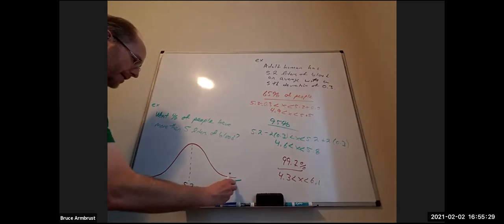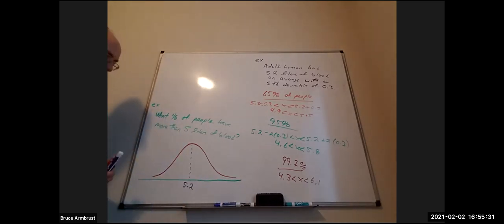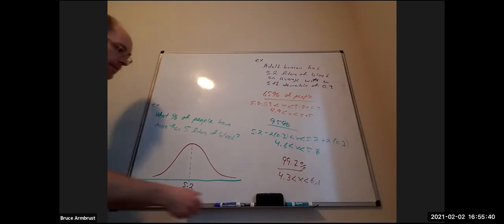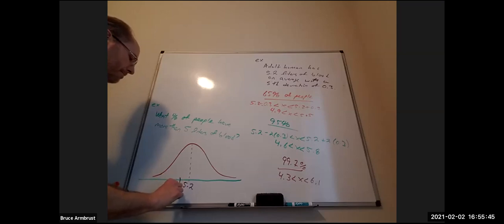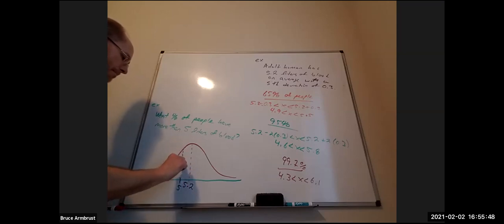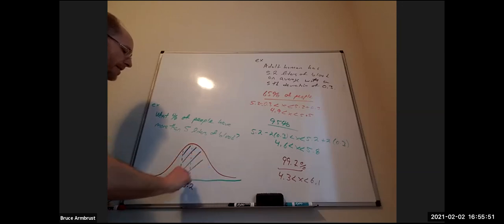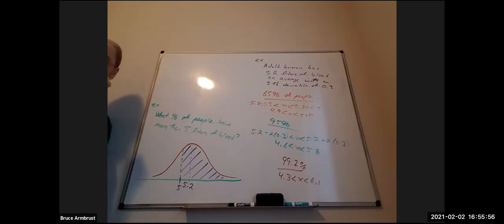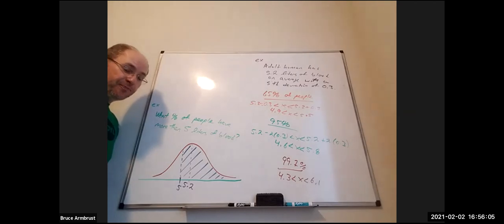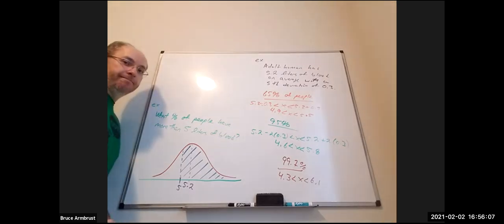Let me put an axis on here. All right, but I want to know what percent of people have more than 5 liters of blood. Okay, so somewhere on here is 5. So I want to know what is this area right here. All right. Well, this is where we go.